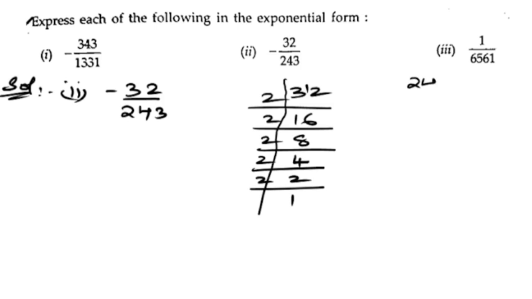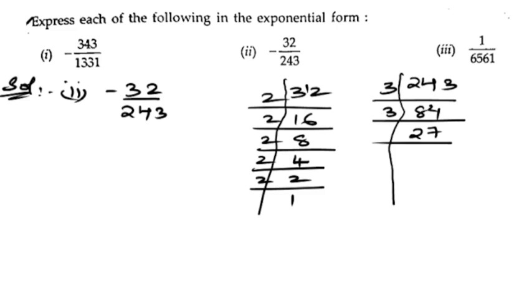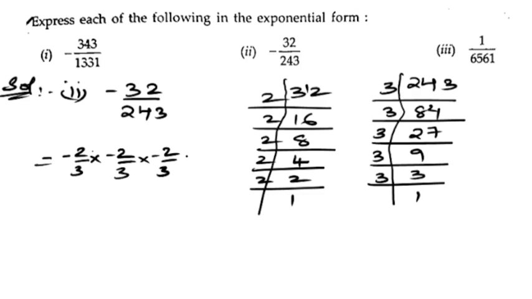Next is 243. Since it is divisible by 3, so we can take 3 8s are 24, 3 1s are 3. So 3 2s are 6, 2 left, 3 7s are 21. 3 9s are 27. 3 3s are 9. 3 1s are 3. So here also, we got 2, 5 times and 3, 5 times. So 5 times negative is negative. So we can take -2 upon 3 into -2 upon 3 into -2 upon 3 into -2 upon 3 into -2 upon 3. So it is 5 times. So -2 upon 3 whole to the power of 5.